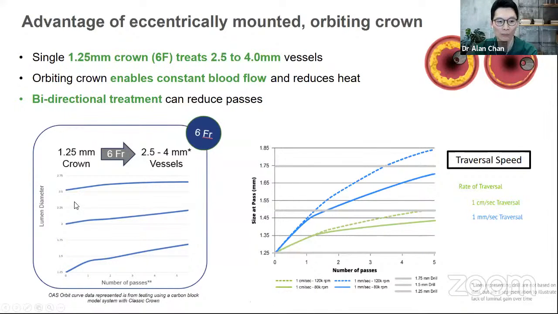The luminal gain depends on the number of passes together with the speed of advancement. Most of the time we advocate a slow advancement of the burr, either advance or pullback, because if you have slow advancement and pullback, you can achieve a bigger luminal gain as compared to a more rapid advancement or pullback. As well, the number of passes will also increase the luminal gain. So if you do more abrasions, then probably you get more luminal gain.